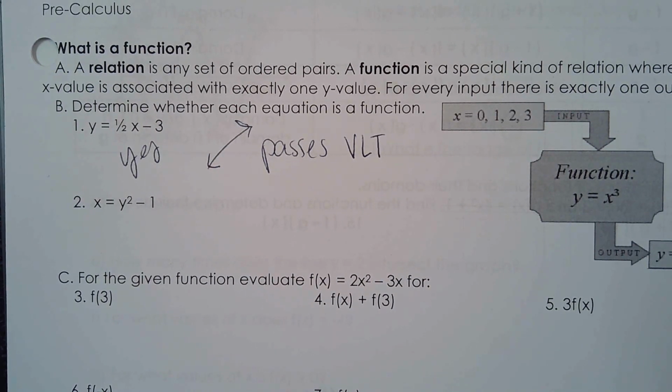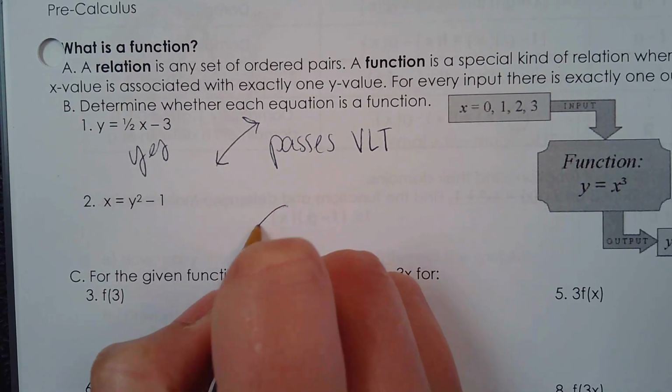So the next one is x equals y squared minus 1. Is that one going to be a function? So we're thinking no. Why not? If you've got a y squared, what is the graph going to look like? Like a parabola on its side. Yeah. So like your normal parabola, flip it on its side. So it's going to look like this.